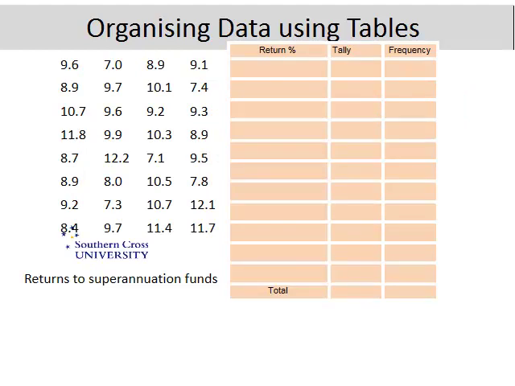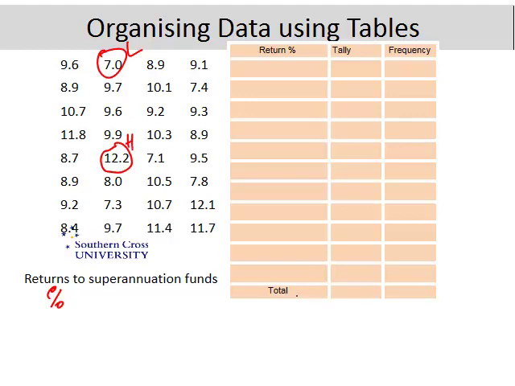This time, if you look at the data, we seem to have data ranging from 7 up to 12 point something. This data here is about returns in superannuation funds. So this is a percentage, and it looks as if the lowest is 7. And it looks as if the highest is 12 point something. We have a 12.2. We have a 12.1. It looks like 12.2 is the highest.